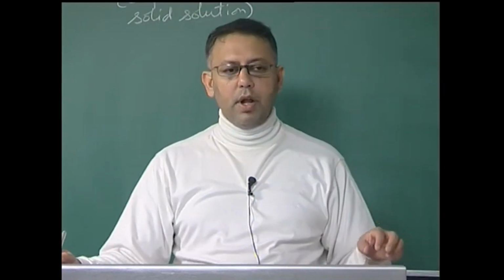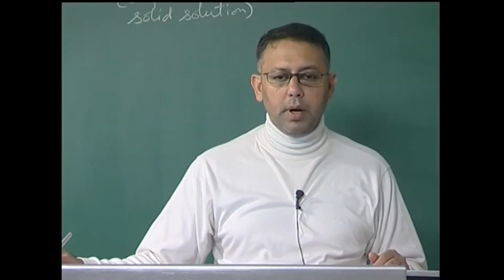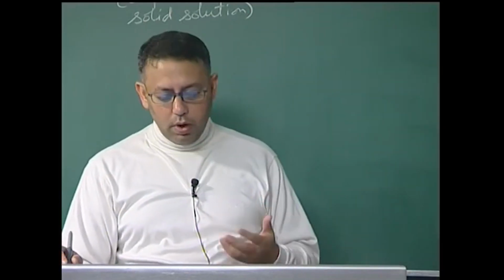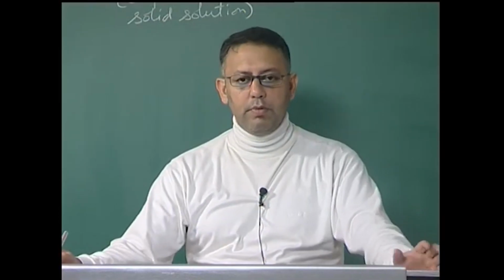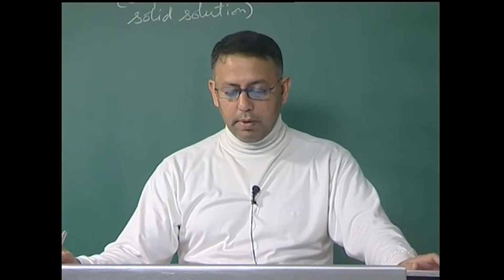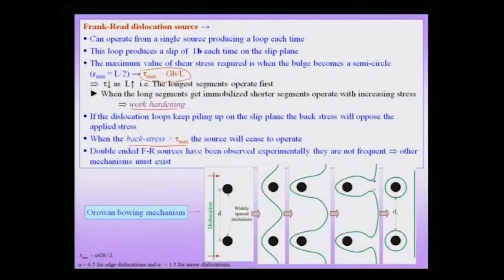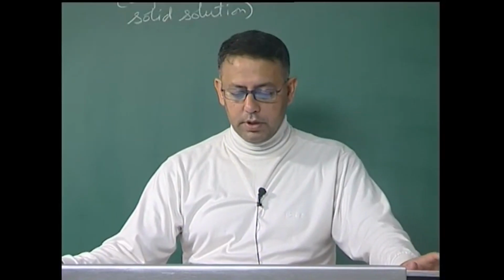In this whole analysis, we are assuming that a single mechanism, the double-ended Frank-Read source mechanism, is operating. But we could have other competing mechanisms, like the Orowan bowing mechanism or certain other mechanisms of plastic deformation, which may be competing with the mechanism I am considering. For instance, in the figure below, the mechanism shown is the Orowan bowing mechanism, and for now I have ignored these other mechanisms which compete with the Frank-Read source mechanism for plastic deformation.